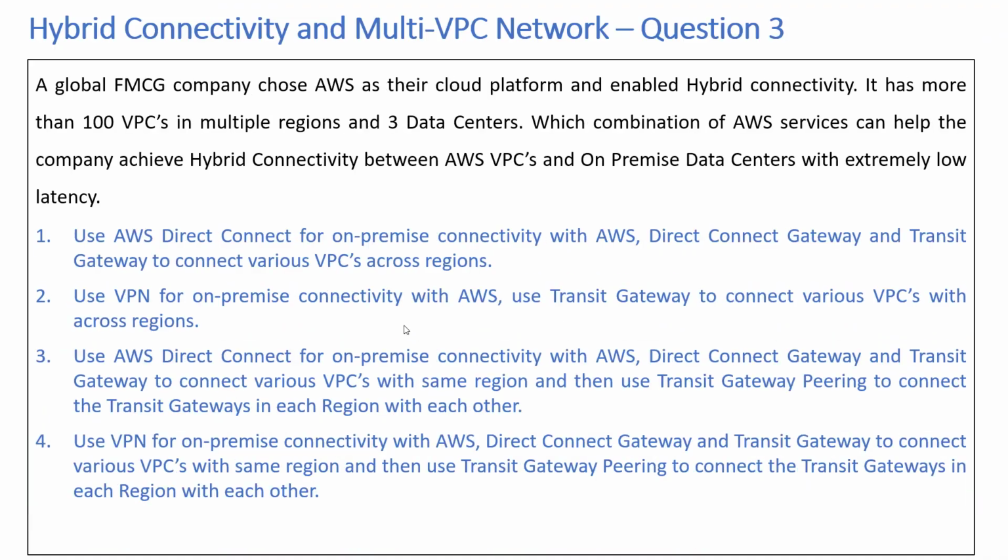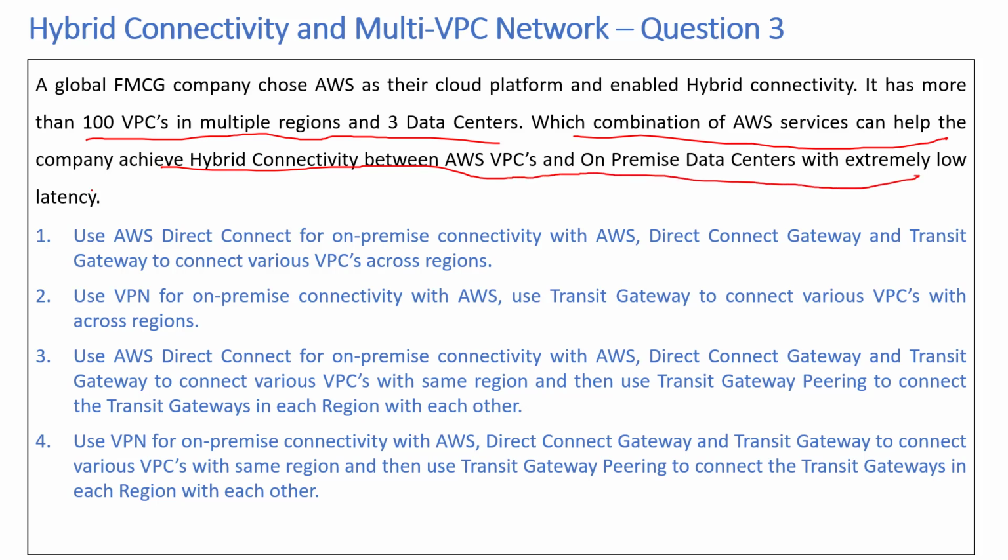Now let's look at the third question. A global FMCG company chose AWS as their cloud platform and enabled hybrid connectivity. It has more than 100 VPCs in multiple regions and 3 data centers. Which combination of AWS services can help the company achieve hybrid connectivity between AWS VPCs and on-premise data centers with extremely low latency? Okay, so what are the key requirements? There are hundreds of AWS VPCs. It has 3 data centers, and it wants to establish hybrid connectivity between all these VPCs, which are across regions, and the 3 data centers. Okay, so now let's take a look at the answers.